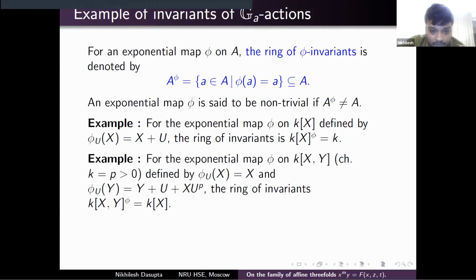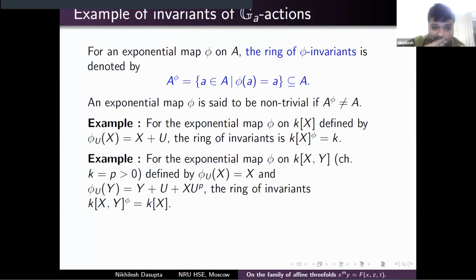This is another example. Phi_U on K[x,y]: phi_U of x is x, and phi_U of y is y plus U plus x U to the power p. Here K is a field of positive characteristic. Here the ring of invariants is K[x], but you can't relate it with a particular locally nilpotent derivation in this case. There is a problem. I will tell you the trick, or the back calculation, or a naive way to get hold of that locally nilpotent derivation. Look at the coefficient of the linear term in U. That will be D of x or something.